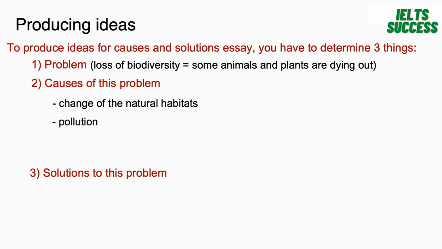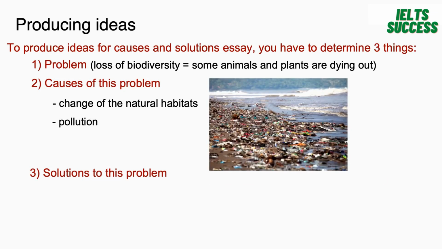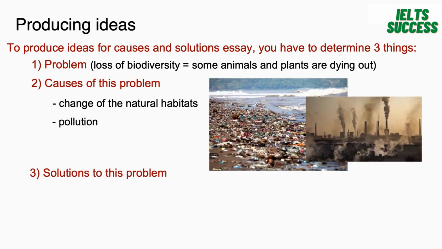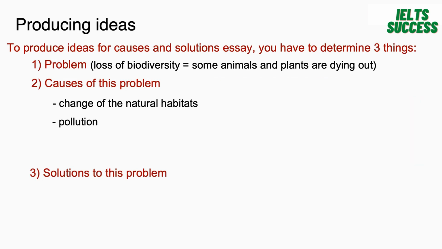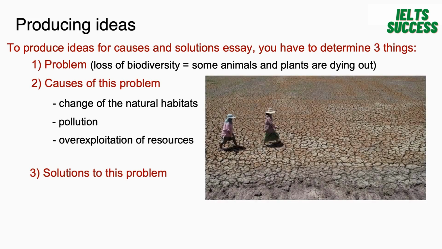Second is pollution. So pollution negatively changes the flow of energy, the chemical constitution of the environment, and the climate in general. So a lot of species cannot live under such conditions and simply die out. And third is overexploitation of resources. For example, too intense farming exhausts the soil, or too frequent fishing, which does not leave enough time for fish to reproduce, makes fish disappear.